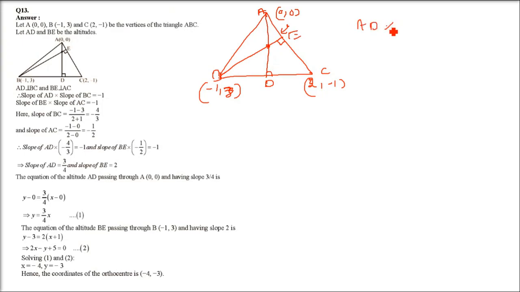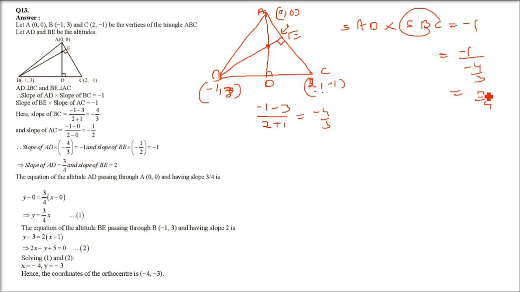Similarly, the slope of AD, if you multiply it with the slope of BC, you are going to get minus 1. So you can find the slope of BC, y2 minus y1 by x2 minus x1. So minus 1 minus 3 over 2 plus 1, which is minus 4 by 3. So what is the slope of AD then? Minus 1 divided by minus 4 by 3, and that is going to be 3 by 4. So this is the slope you got.